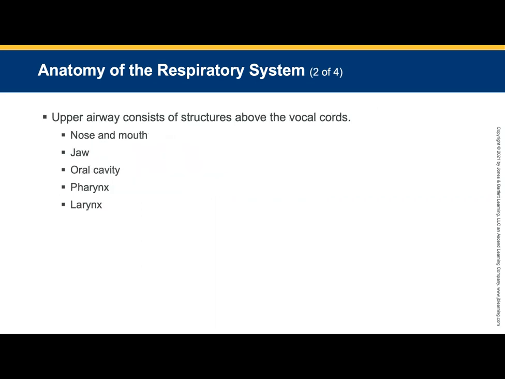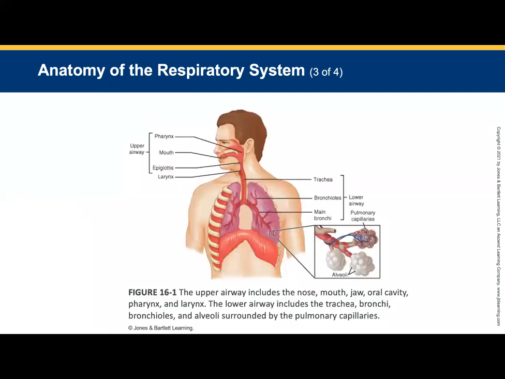So we talk about the nose. The upper airway, again, let's go back over this, consists of the nose, the mouth, the jaw, the oral cavity, the pharynx, and larynx. Here's a picture so we can go back over this and refresh. The upper airway contains the pharynx, mouth, epiglottis, and the larynx, as we said before. Then we go down into the lower airway.